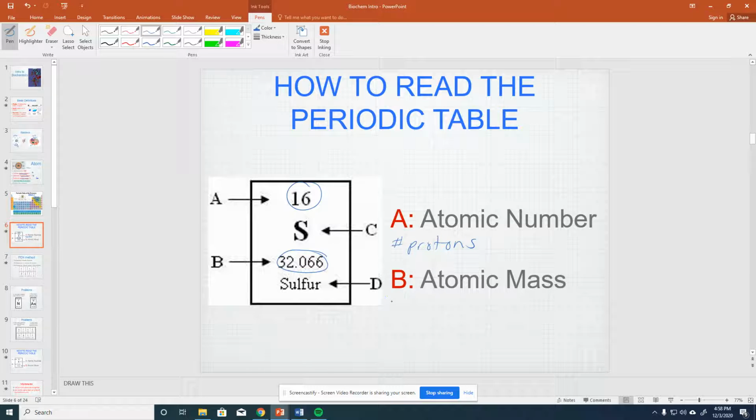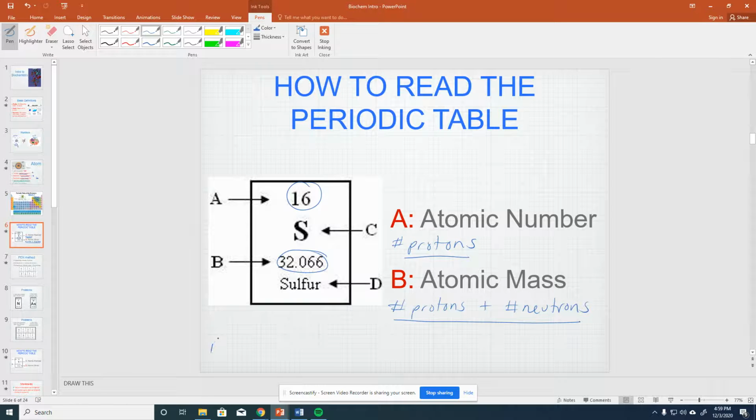The atomic mass is the number of protons plus the number of neutrons. I might ask you on a quiz question, how do you find out the number of neutrons that this thing has? Well, we're going to just round to the nearest full number. If the atomic mass is the protons and neutrons put together, then we can take this number and subtract this number here, the atomic number, and we get the number of neutrons.